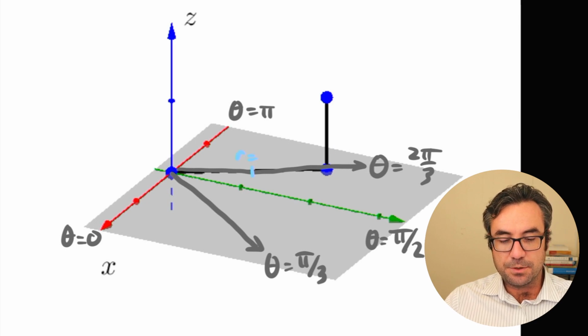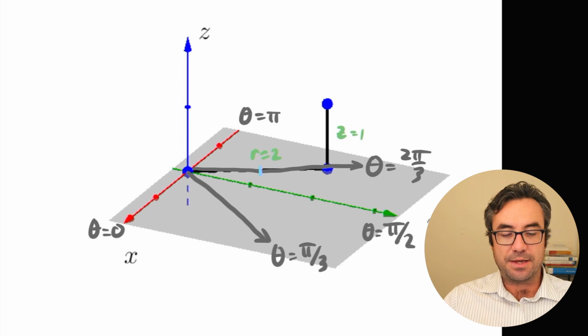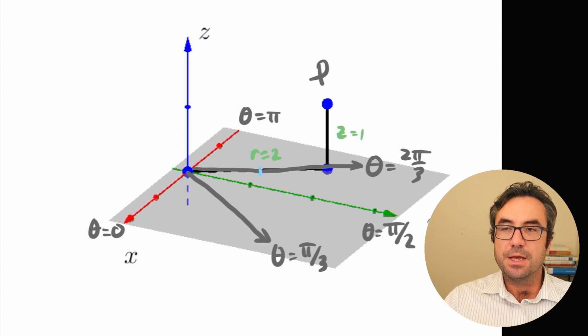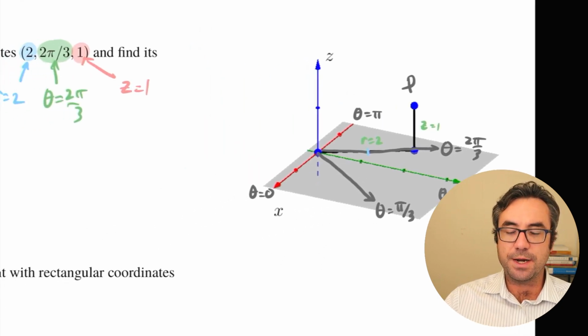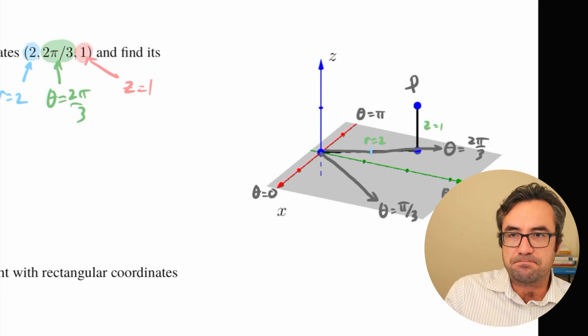So r is equal, it's hard to read, r is equal to 2, and then z is equal to 1. So that tells us the vertical. And that gives us our point P. Now we can convert this into regular rectangular coordinates using those formulas.